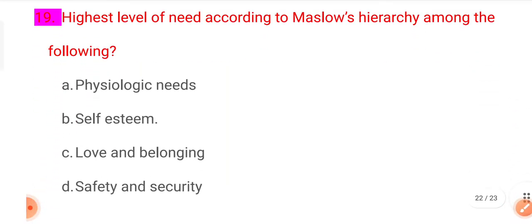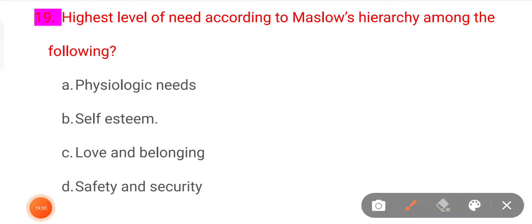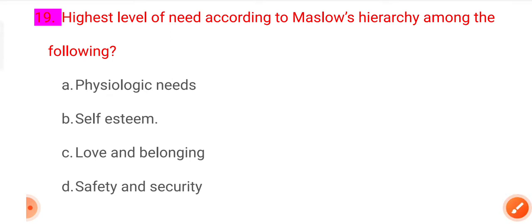The next question is, the highest level of need according to Maslow hierarchy model among the following. So we all know the Maslow hierarchy of needs theory. So which is the highest level of need according to the Maslow theory? The options are option A, physiological needs, option B, self-esteem needs, option C, love and belonging needs, option D, safety and security needs. The right option is option B, self-esteem. The self-esteem needs are the highest needs of the human being.